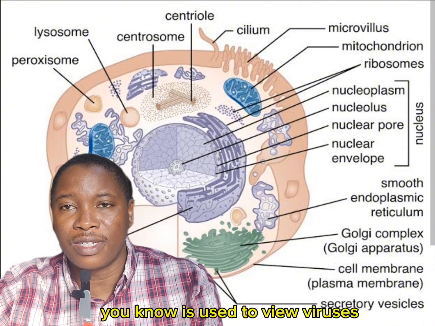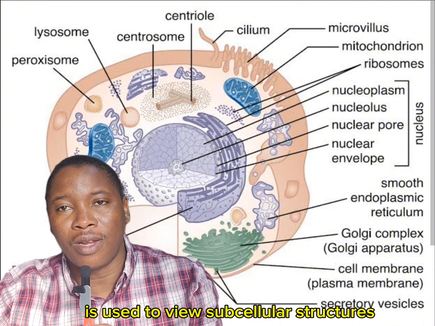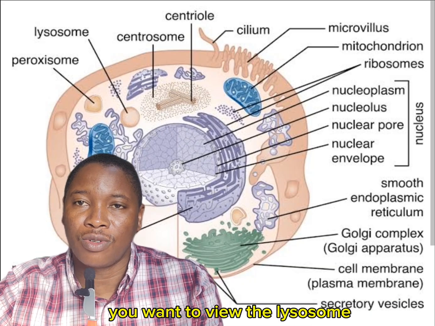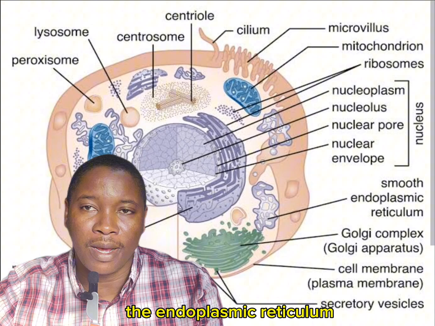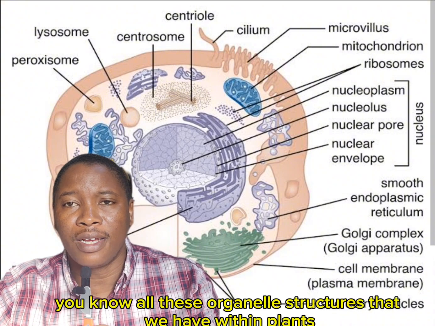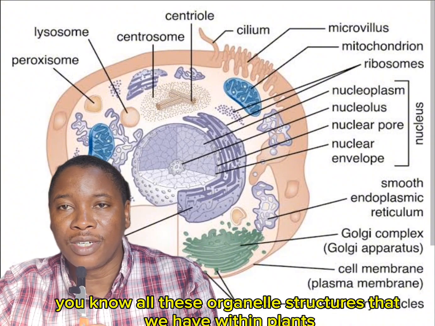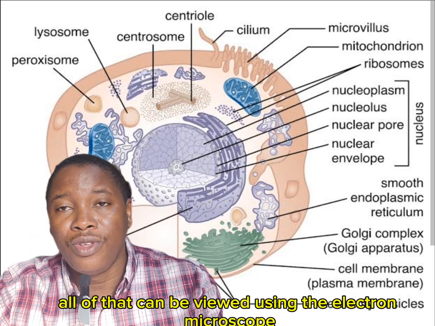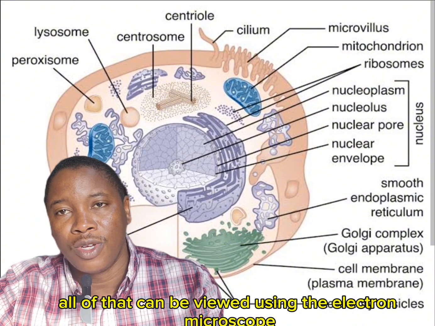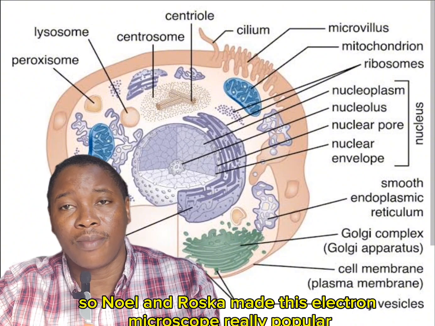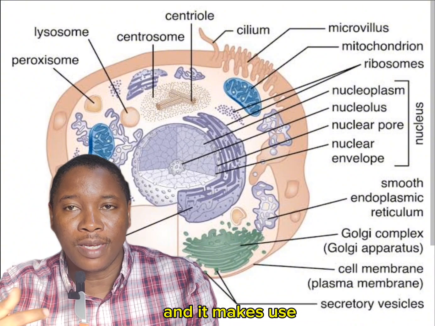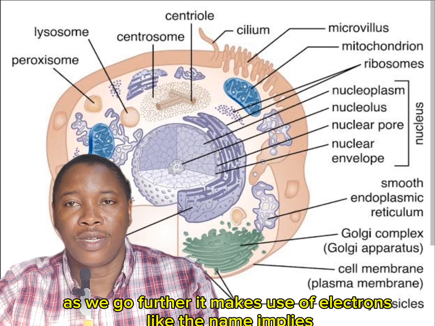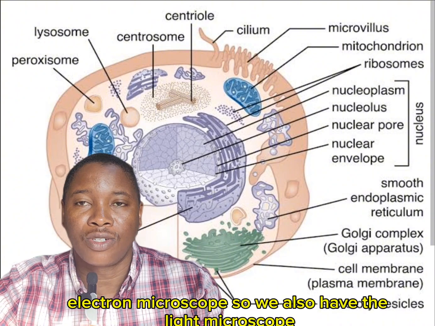It's used to view viruses, and it is used to view subcellular structures. So if you have a cell and you want to view the mitochondria, the lysosome, the ribosomes, the Golgi bodies, the endoplasmic reticulum, all these organelle structures that we have within plants, within cells, centrioles, all of that can be viewed using the electron microscope. So Knoll and Ruska made this electron microscope really popular. We will still discuss some of the concepts by which it works as we go further. It makes use of electrons, like the name implies, electron microscope.